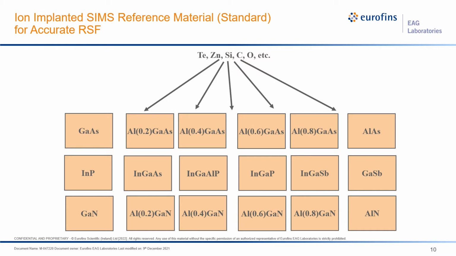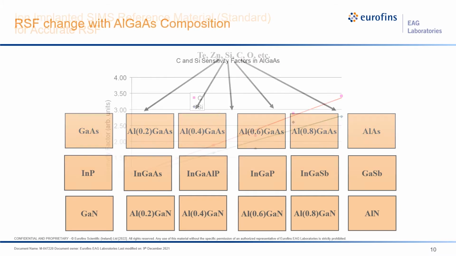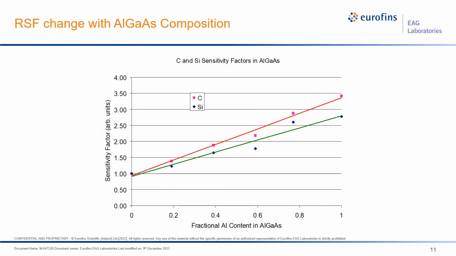So any variance in the intensity in the SIMS will be a matrix effect, and the hope is that we develop a calibration curve of that intensity with the known concentration for each of these AlGaAs compositions. One such calibration curve is for carbon and silicon, and we're plotting the sensitivity factor with respect to change in aluminum content in an AlGaAs. So this is the gallium arsenide RSF, and this will be the aluminum arsenide RSF. And as you can see, the change in carbon RSF with the change in aluminum content is almost linear, and similar in silicon.